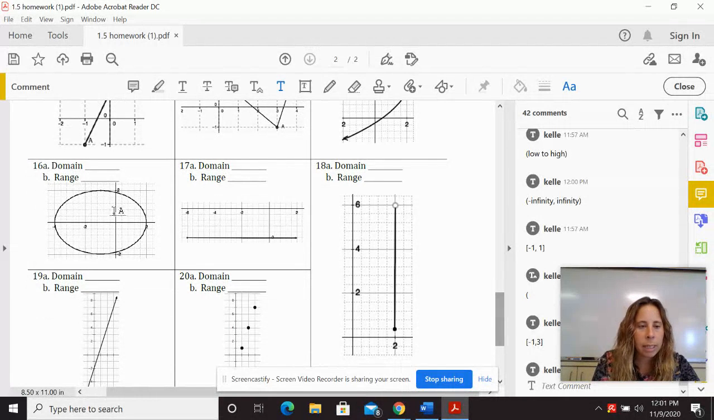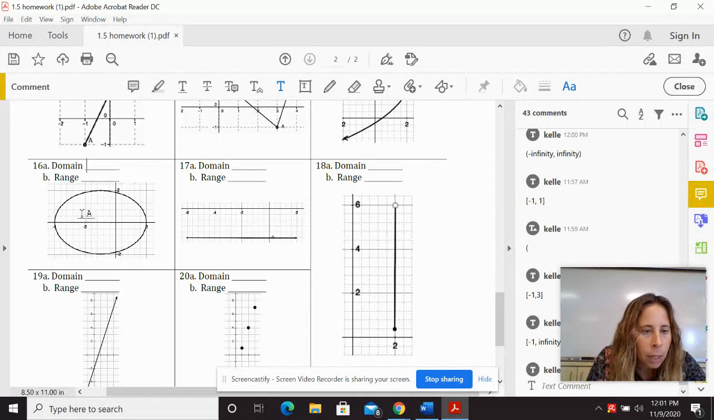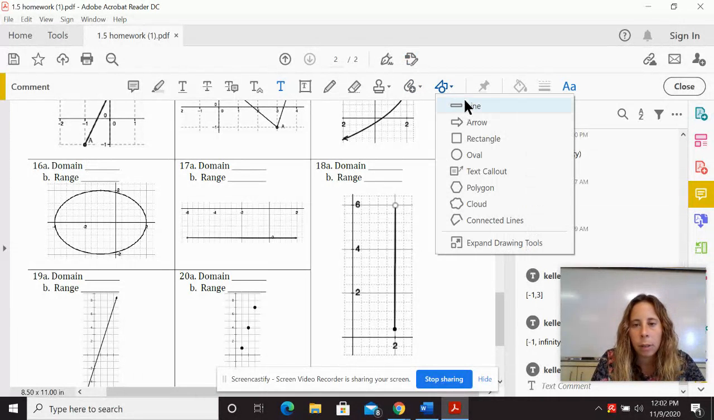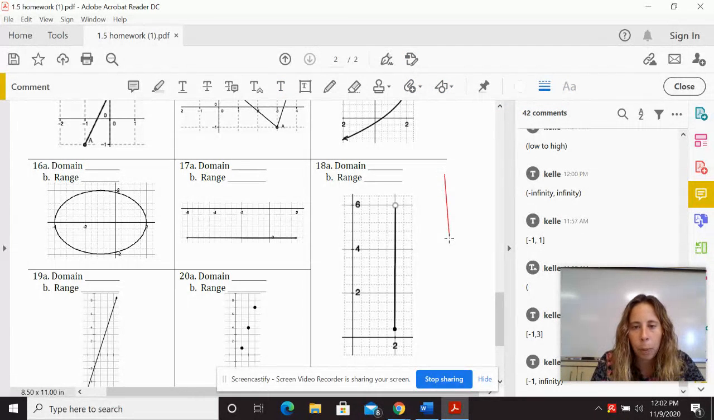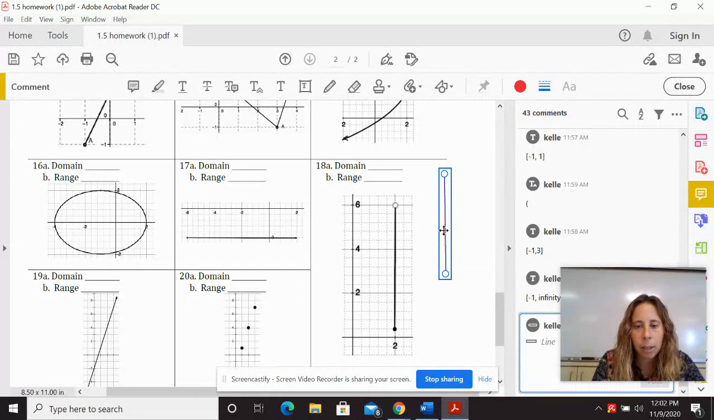Okay, number 16, because I don't know if you've ever written the domain and range of a circle. Okay, so domain. So start at the farthest left point. So the farthest left, -4. If I were to draw a line, I don't know where my line went. Hold on, let me just make another one. Okay. Kind of a straight line. Okay, that should be good.